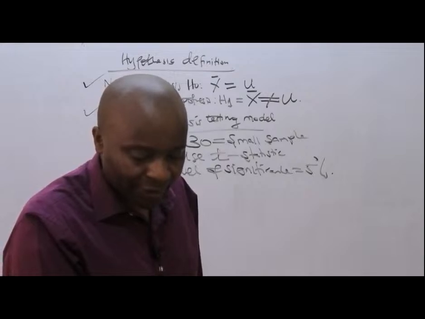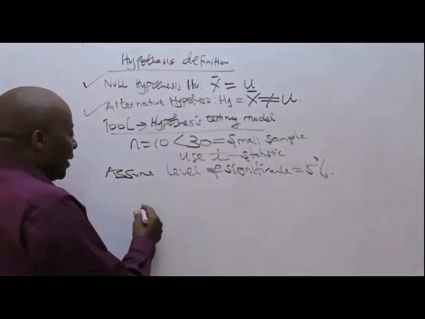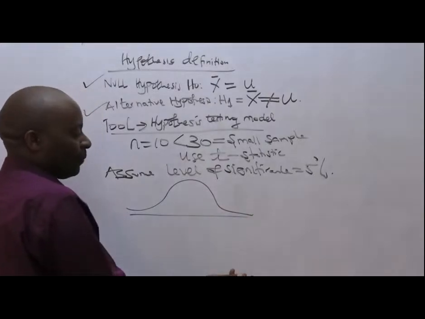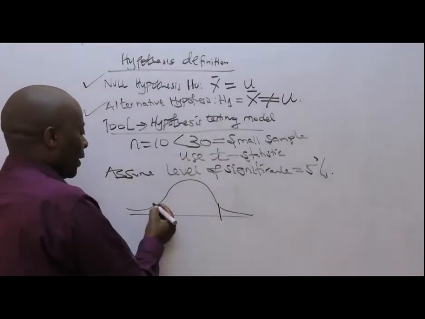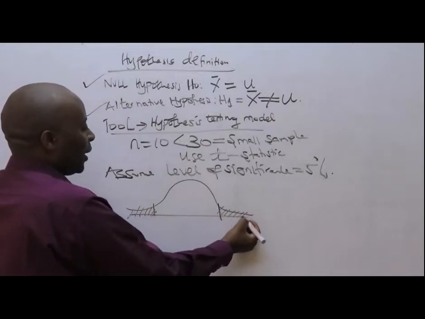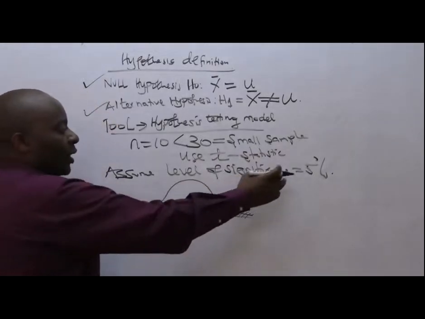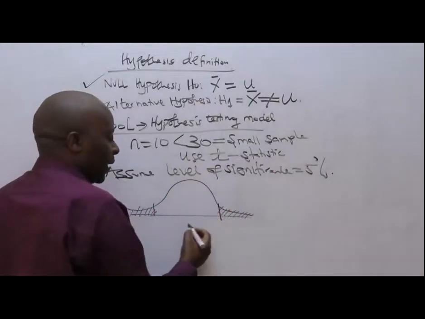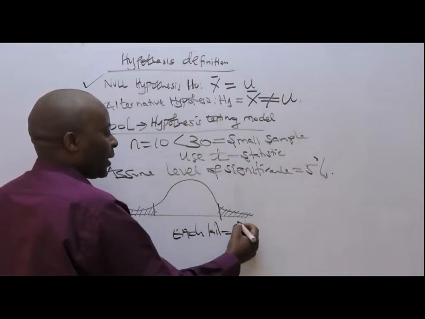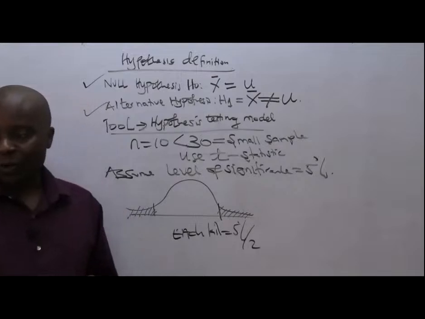Now, ladies and gentlemen, if it's 5%, I'm going to put down my T model. The T sketch looks just like the normal Z. But this time around, this is going to have how many tails? 2 tails. I'll explain why. The total area of the tails must carry the entire 5%. So each tail will be 5% divided by 2.